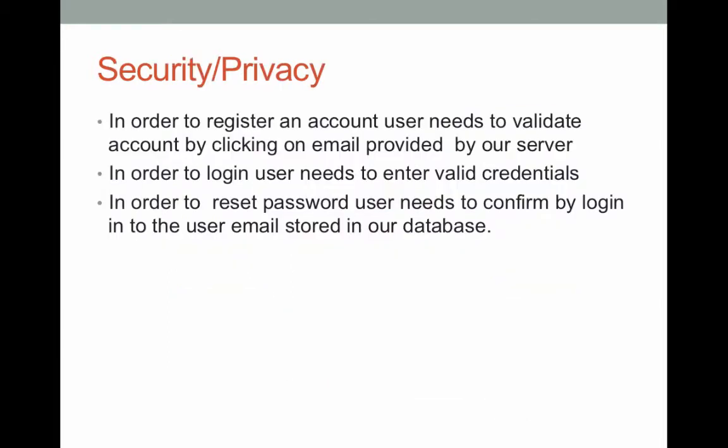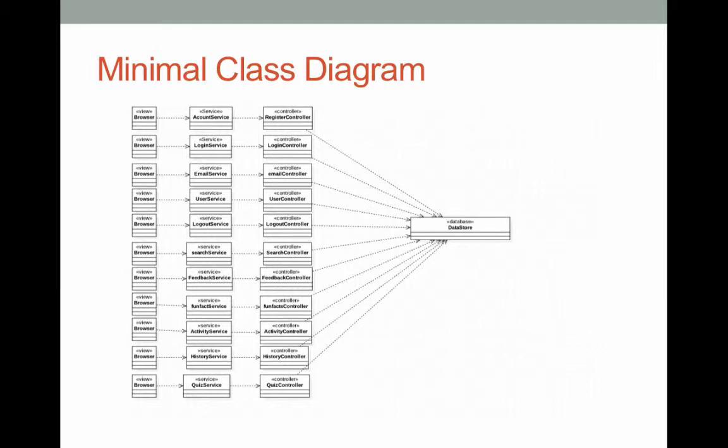For security and privacy, in order to register an account, the user needs to validate the account by clicking on the email provided by our server. In order to log in, the user needs to enter a valid credential. And in order to reset the password, the user needs to confirm by logging in with the username and the user email stored in our database. So here is a minimal class diagram.